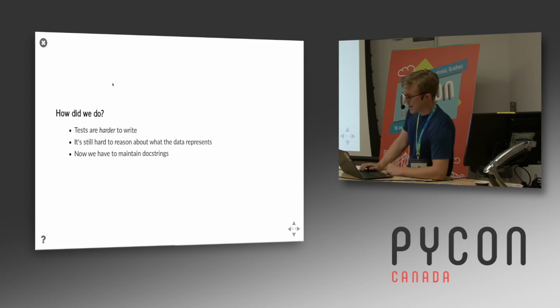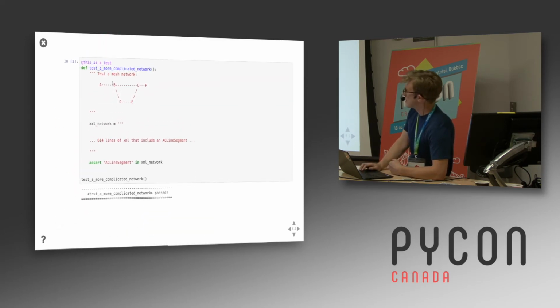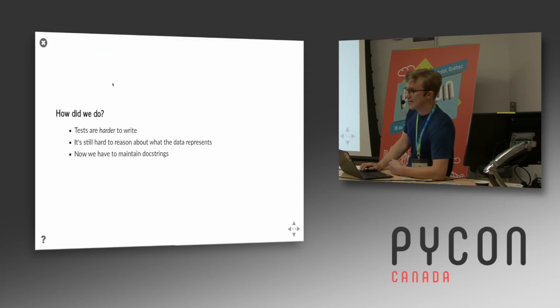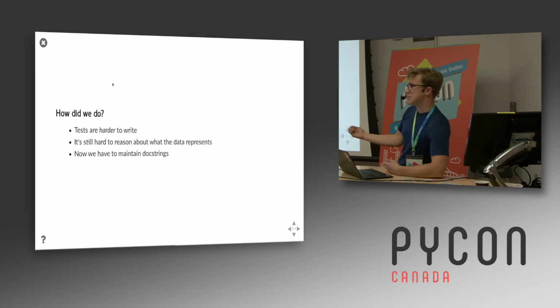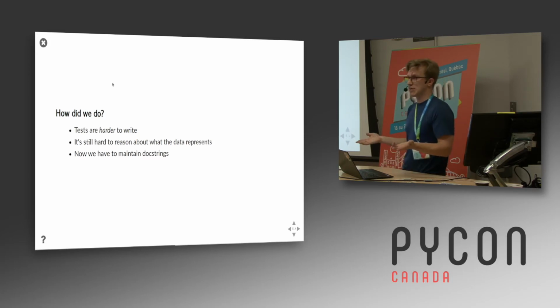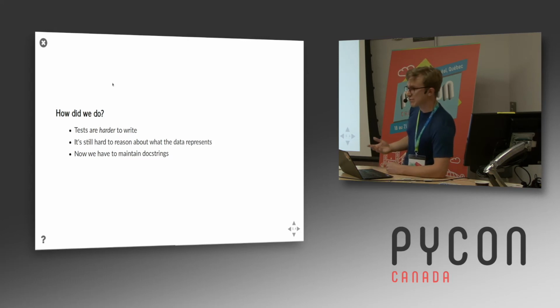So how did we do? Well, tests are harder to write because now we have to make that XML and we've got to make a diagram, right? It's still hard to reason about what the data represents because we have a diagram, but really if you want to know what's wrong with your test or what's right about it, you have to read that XML anyways. And now we have to maintain docstrings. So if you added a new feature and now you had to add another object to your XML, now your docstring might be out of date. And there's no test that's telling you that. So they might be out of date. You can't really trust them. At the end of the day, you still have to read all that XML.